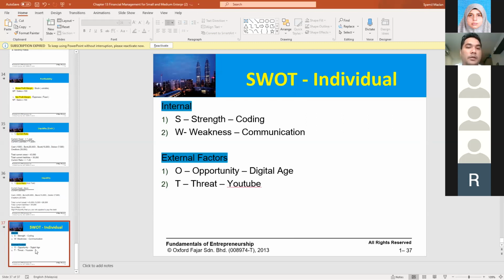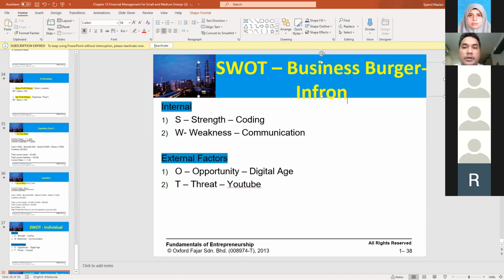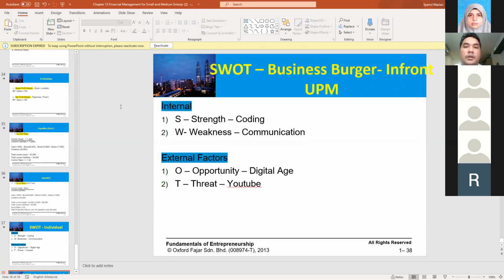Okay, for example, how you would see it in a business. Say we make a burger. So where is the location of our burger? In front of UPM. Okay. What is our strength of the burger? For our burger business, the strength is fast delivery. For example, Aiman has a Kawasaki Ninja motorcycle. So Aiman can make fast delivery for his business.